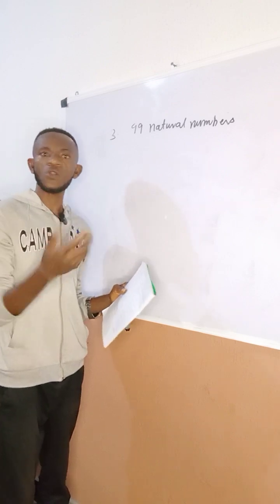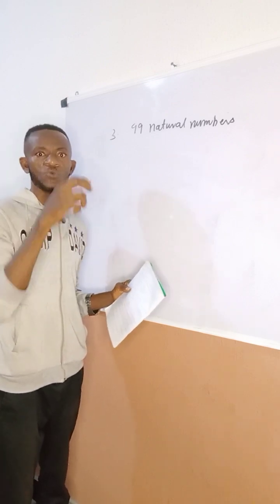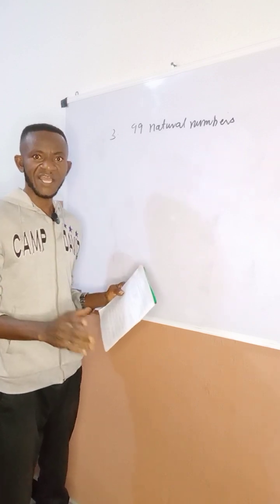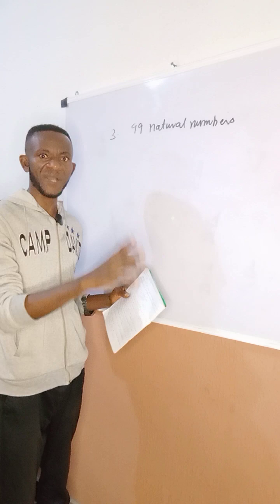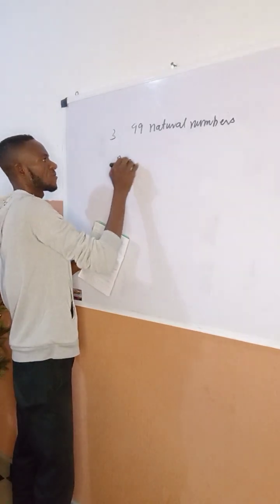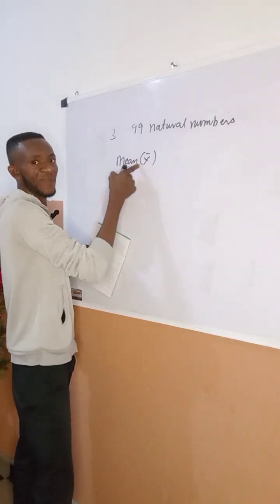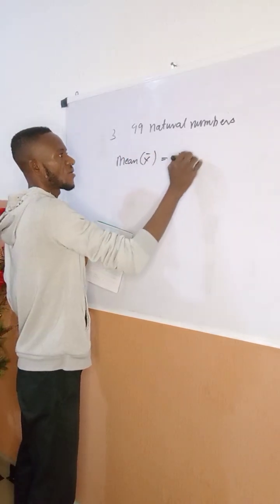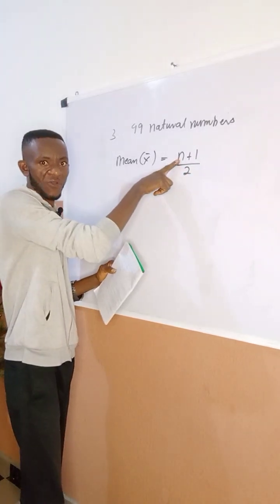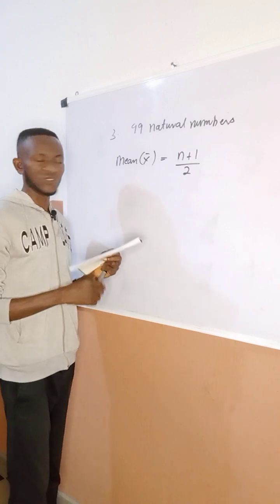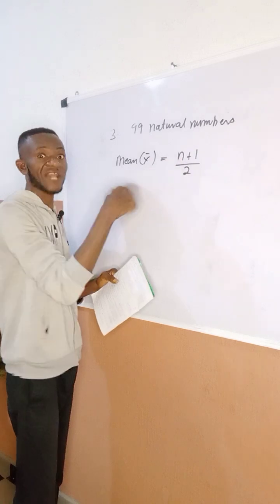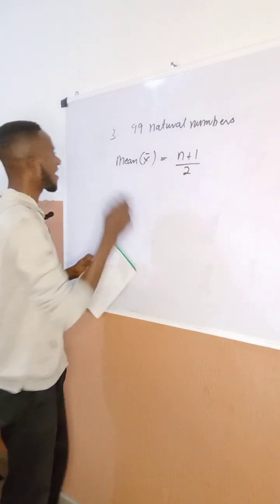So what we are going to do is to recall the formula that has been proven that one can use to get the mean and the variance of natural numbers. The mean of natural numbers, which of course we are going to write as x bar, is given as n plus 1 all over 2, where n is the number of natural numbers involved in that particular question. So this formula is the mean of the first n natural numbers. So the variance is given as this.